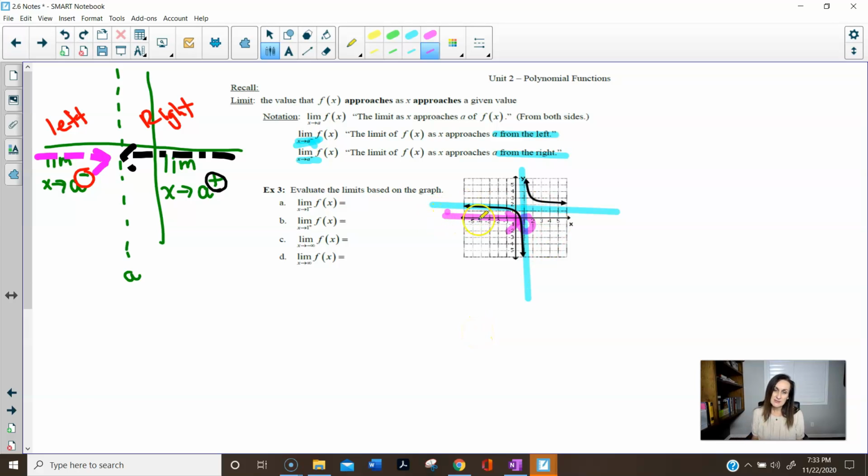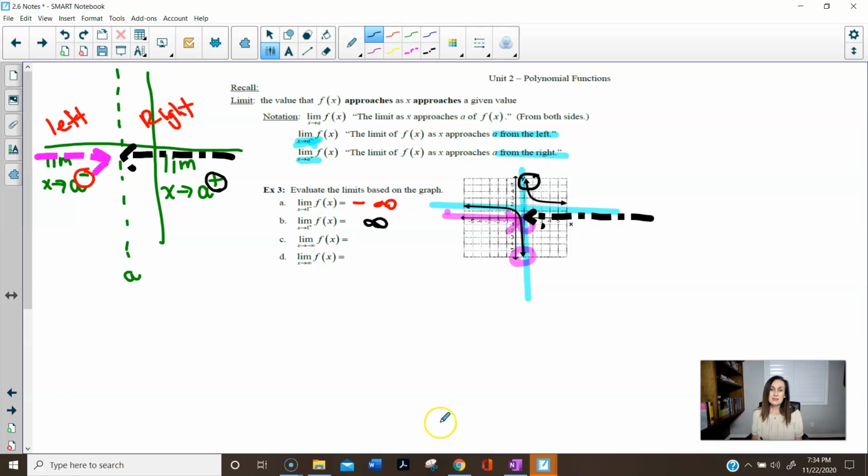Well, as I'm moving in from the left side, closer and closer to 1, y is moving down, down, down, down, down to negative infinity. So your answer would be negative infinity. The limit as x approaches 1 from the right-hand side. So now I'm coming in from the right-hand side, and as x is getting closer and closer and closer to 1, where is y going? And if you look at it, y is going all the way up here to infinity from that right-hand side. So this would be infinity.